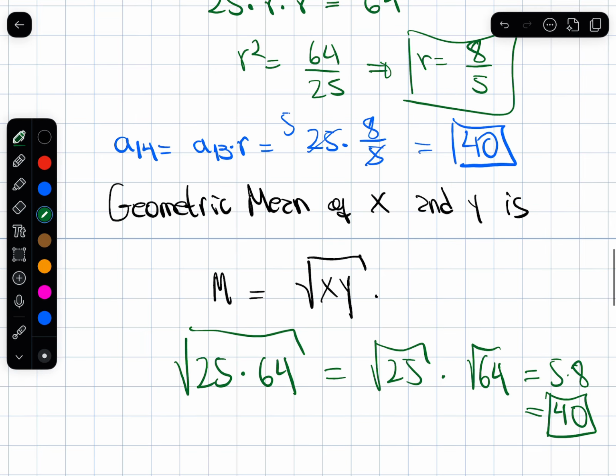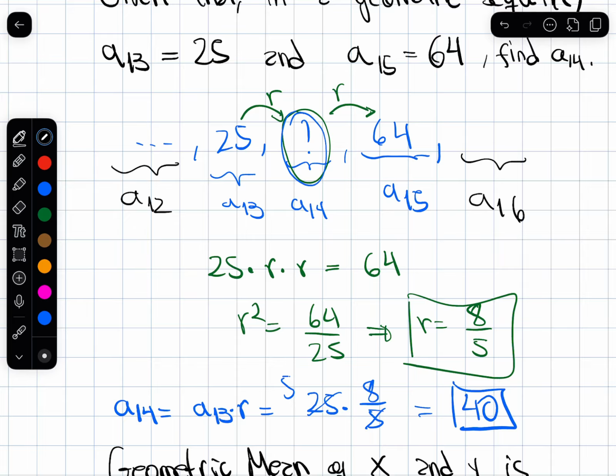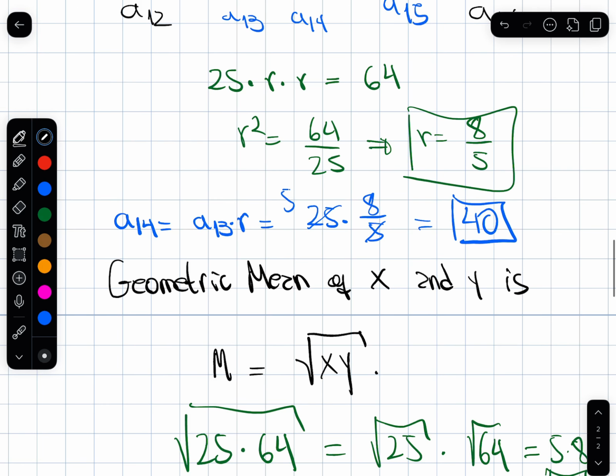So this is a very cool property, and that would be correct even if you had different terms, not the terms immediately in the vicinity of a_14. If you move to a_12, for example, and to a_16, and you take the geometric mean of a_12 and a_16, you can also find a_14. As long as the two numbers that you're using are equidistant from the term you're trying to find, from the center of your geometric sequence, you can always use a geometric mean to find that number in the middle. This also connects to the idea of an arithmetic sequence.